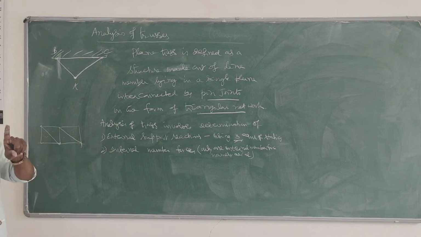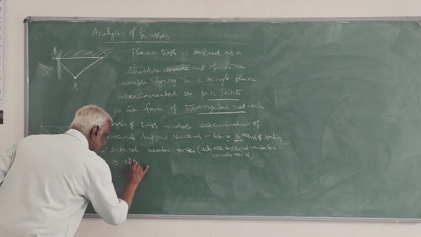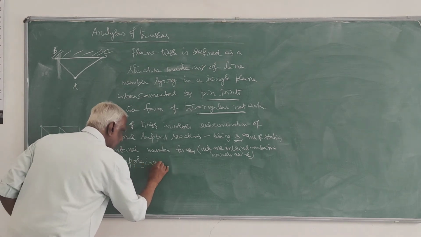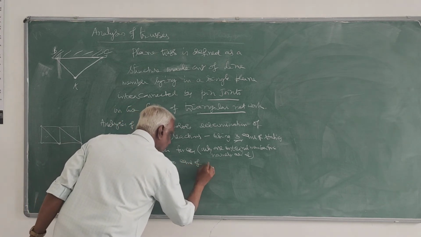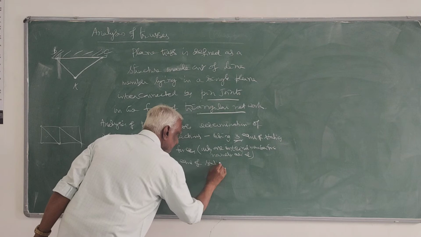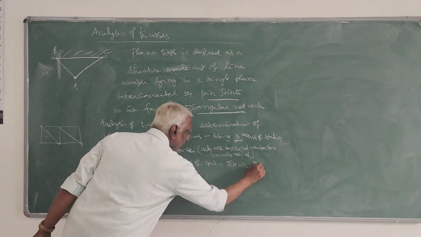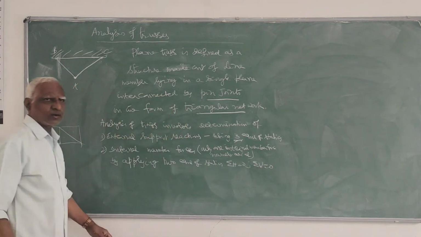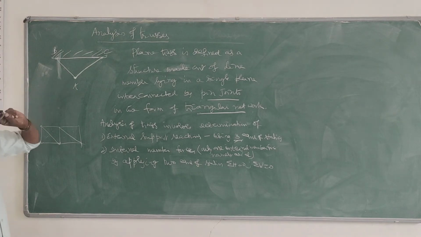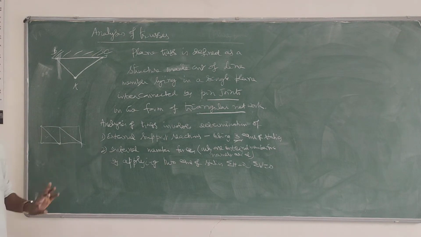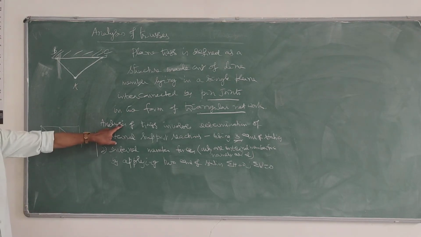That is again by applying two equations of equilibrium, two equations of statics, sigma H equals 0 and sigma V equals 0. Moment does not come into the picture because it's a pin joint, there is no moment at any joint. So like that, we can find all the internal member forces.